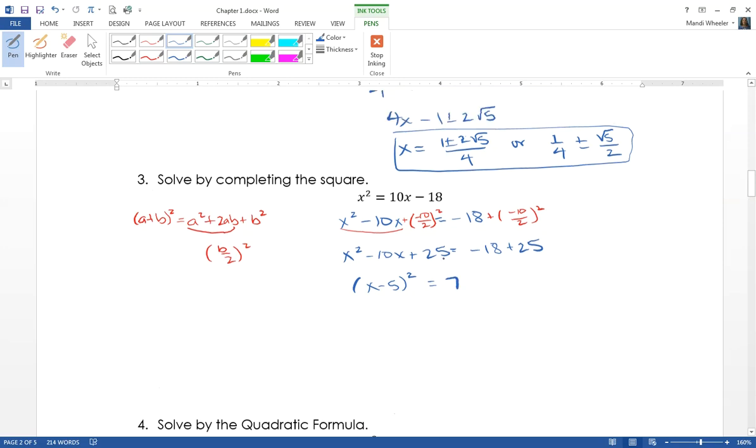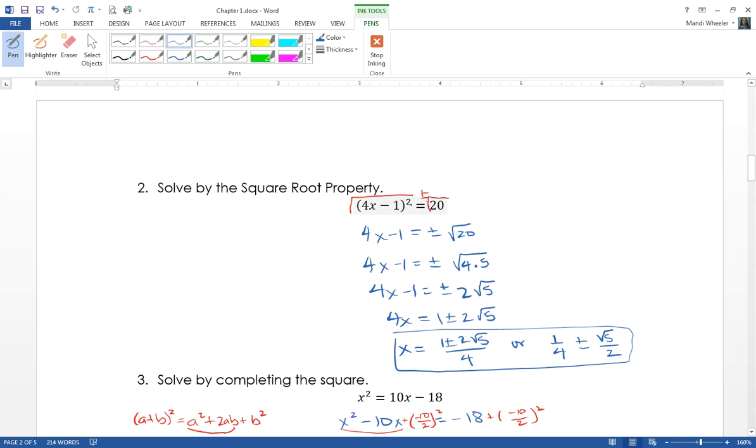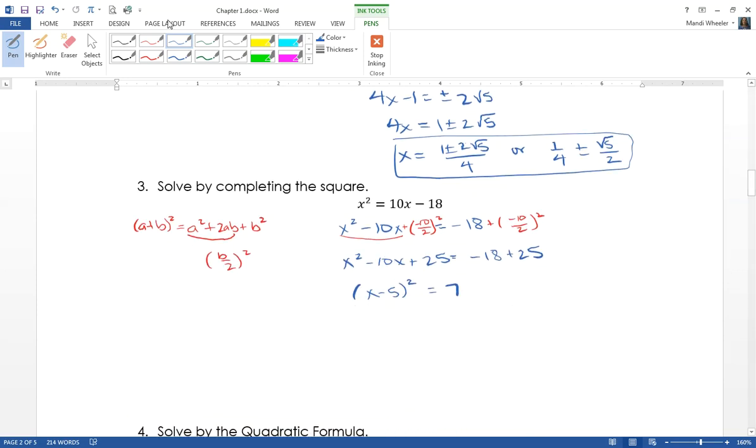And now we're starting this one exactly where we started the last one. So we're ready to take the square root of both sides. Remember, when you take the square root, you've got to take the plus or minus.